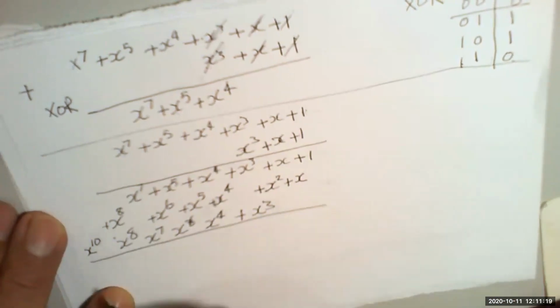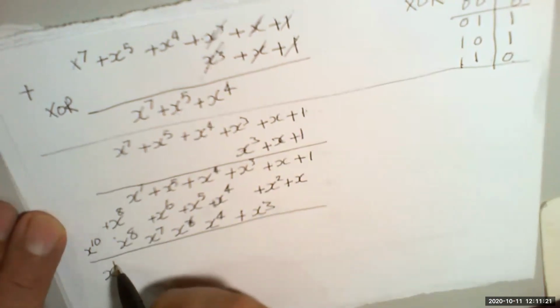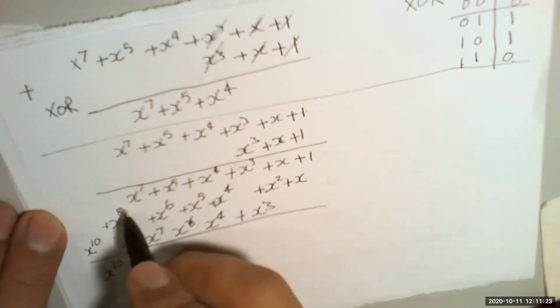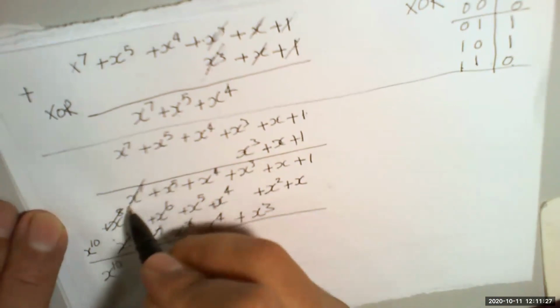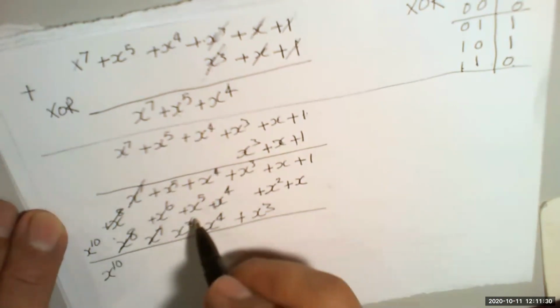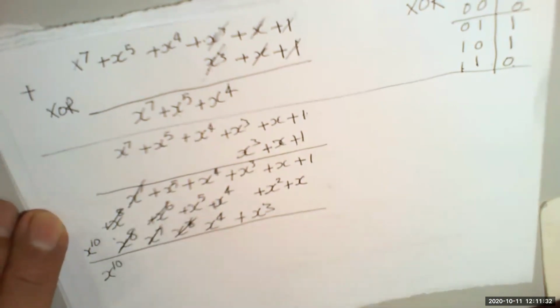Okay, let's sum up. X to the power 10 is alone, so it will be there. This is removed with that. x7 is removed with x7. x6 is removed with x6.